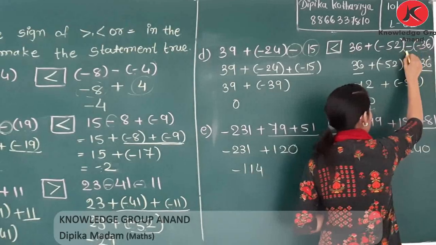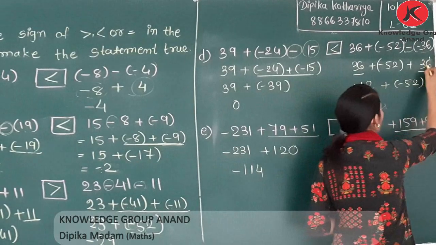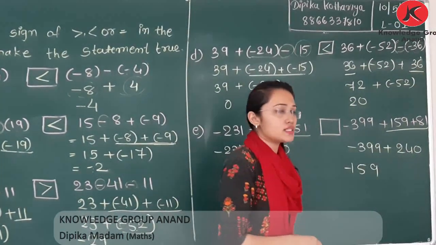As it is now, this is a subtraction. So convert it into addition by writing the inverse of 36, that is plus 36.